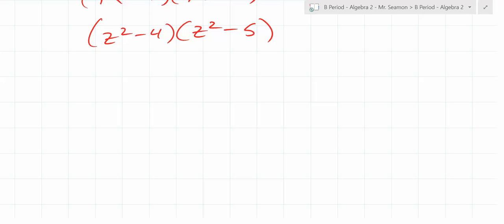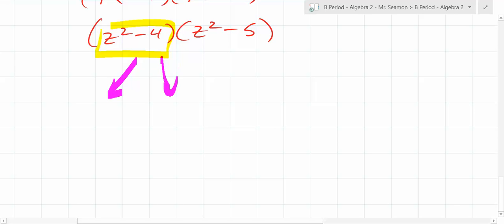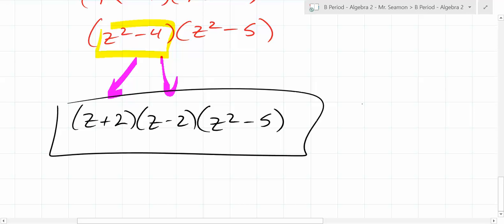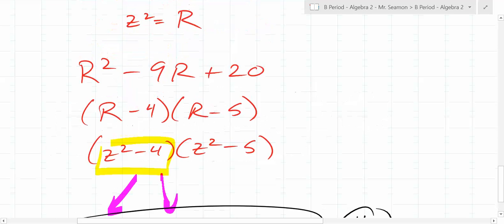You still have difference of squares right here. Rourke, can you tell me what this factors into? Z minus 4. Close. Yeah, so z plus 2 times z minus 2. Yep. And z squared minus 5. This would be the final answer right there. That would be awesome.